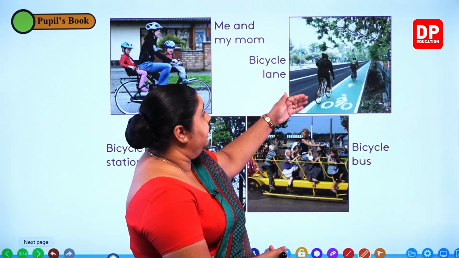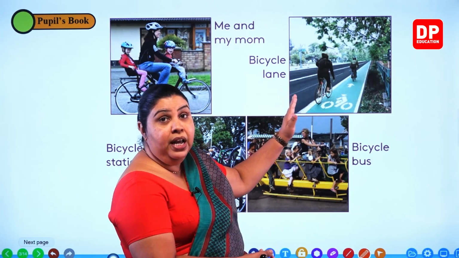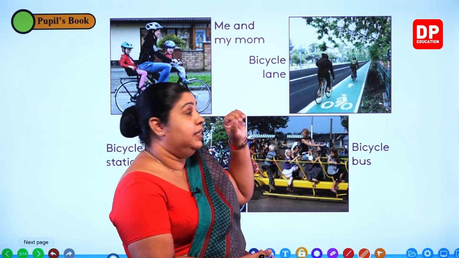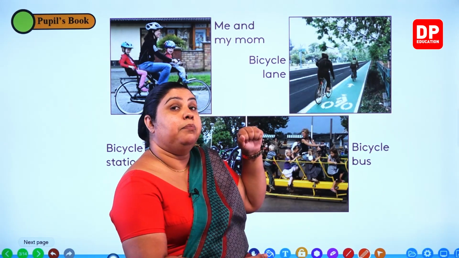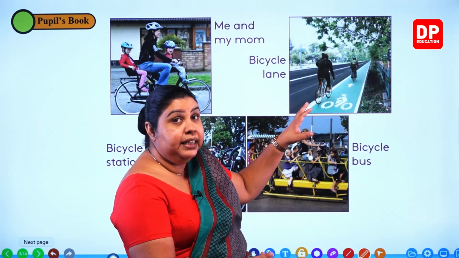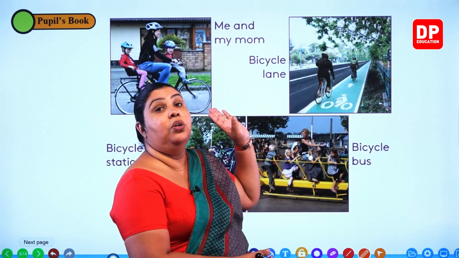Because now it is a broad, wide road and we can't be going all over the road. The cyclists, cycle riders we call a cyclist. So the people who ride bicycles, they cannot be going all over the road.